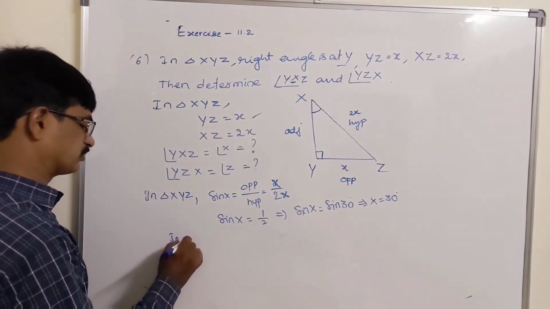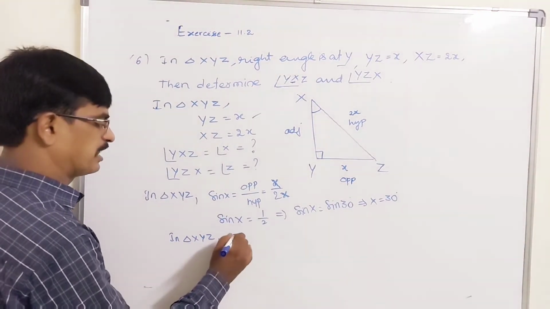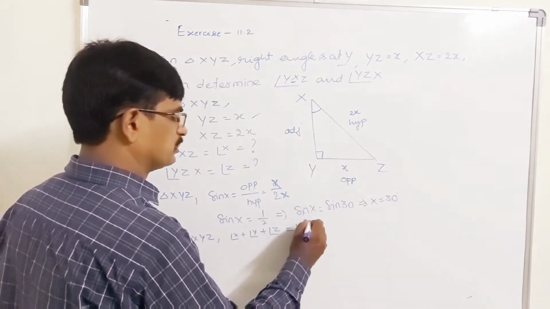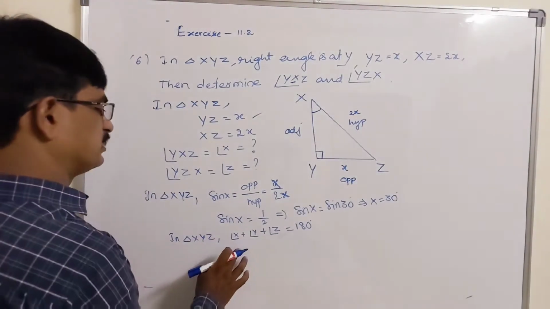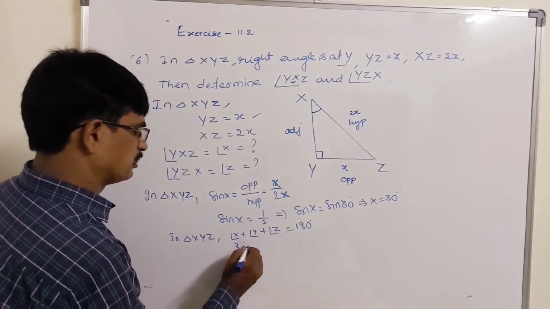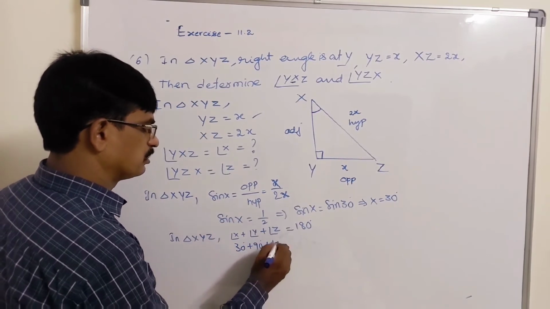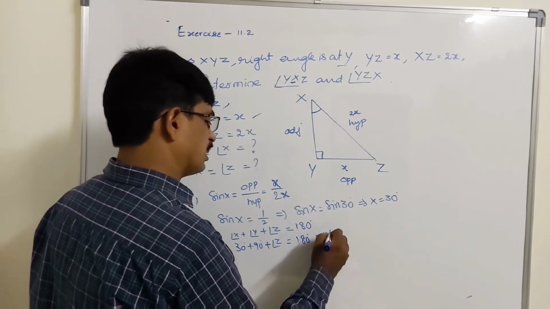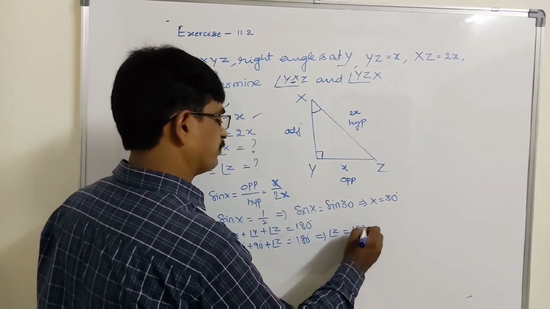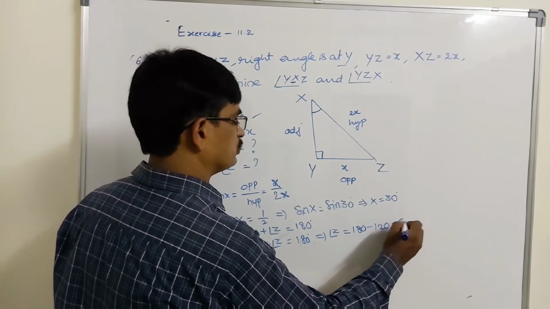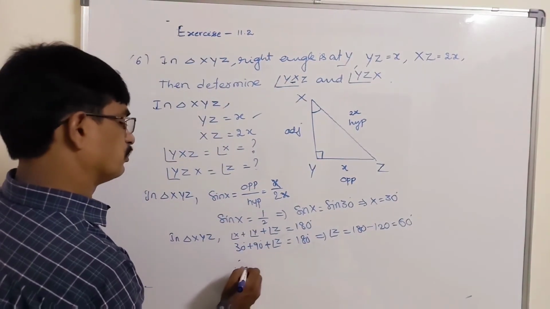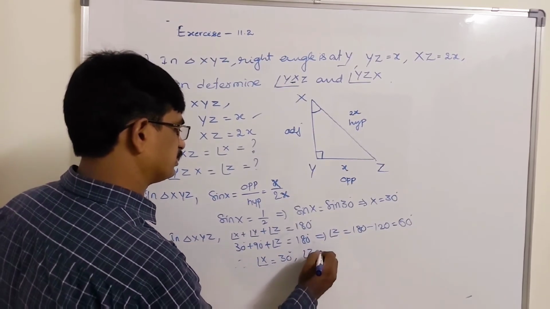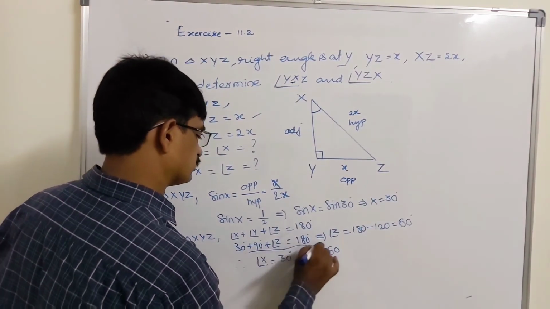So in triangle XYZ, angle x plus angle y plus angle z is equal to 180 degrees. Now angle x is replaced by 30 degrees, angle y is given as 90 degrees. By simplifying this, angle z is equal to 180 minus 120, which is equal to 60 degrees. Therefore angle x is equal to 30 degrees, angle z is equal to 60 degrees.